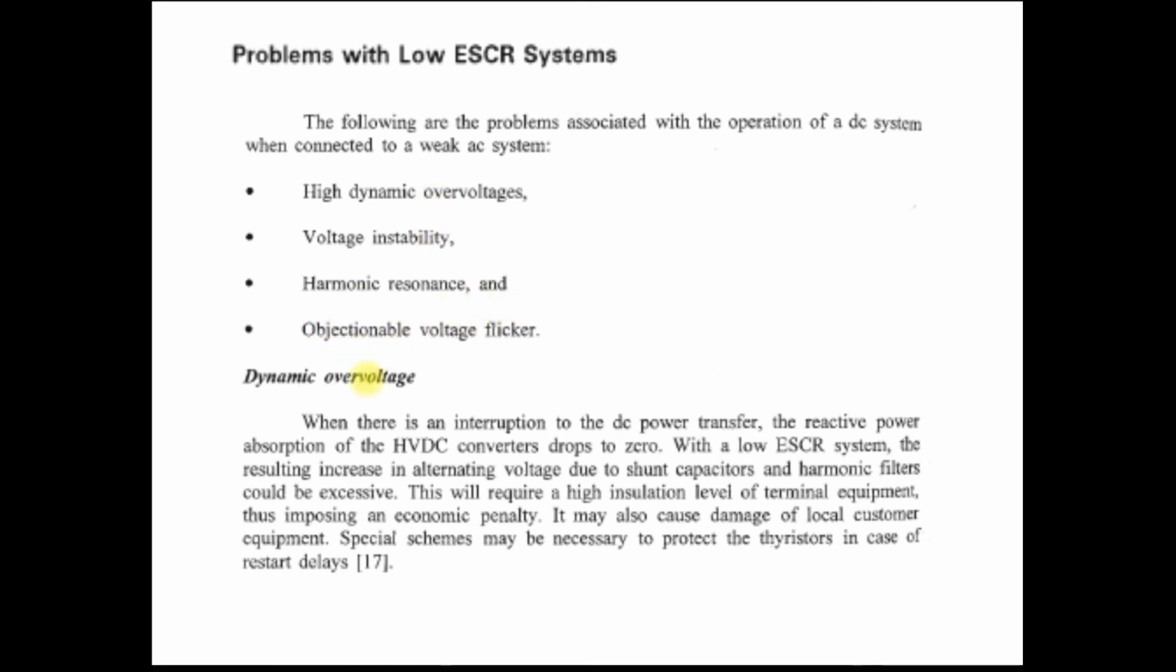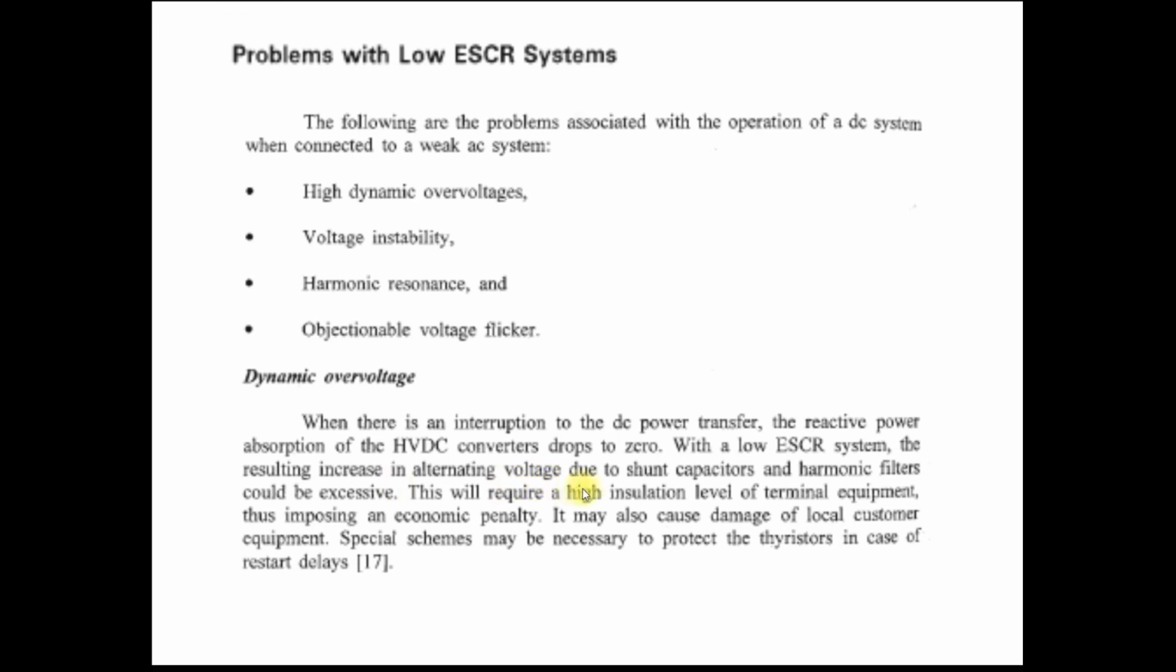So let's understand this. When there is an interruption on the DC power transfer, the reactive power absorption of the HVDC converter drops to 0. This is obviously because when the HVDC power transfer is interrupted, it means there is no load. So the converter does not require any reactive power because the converter is off at that time. So the absorption of the reactive power at the HVDC converter drops to 0. Clear?